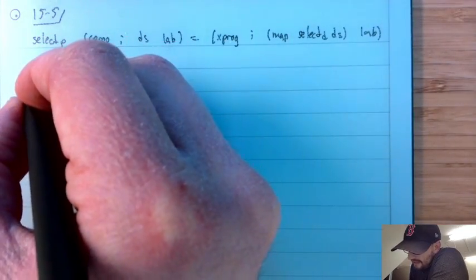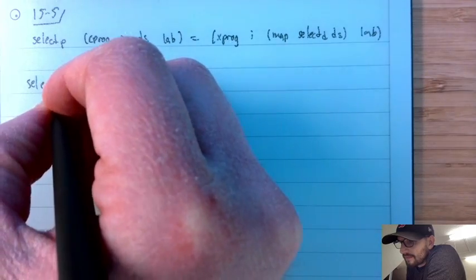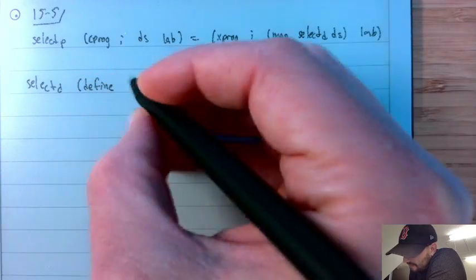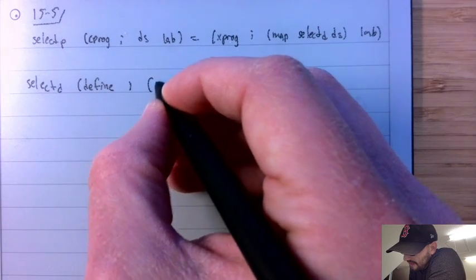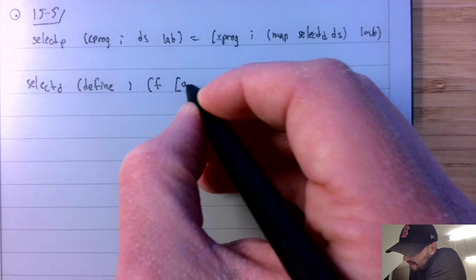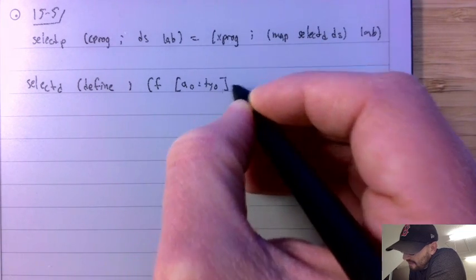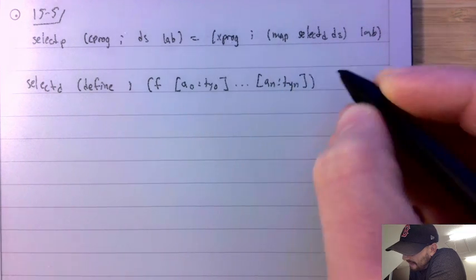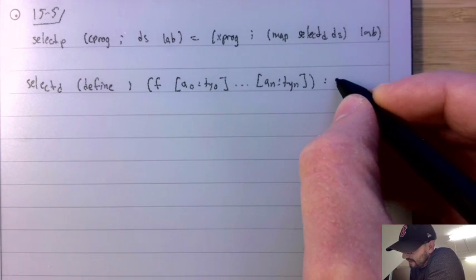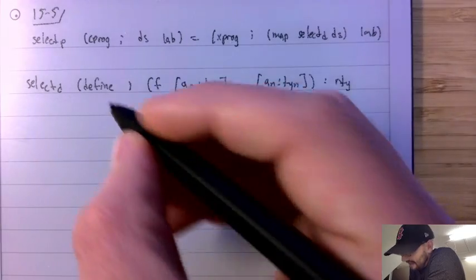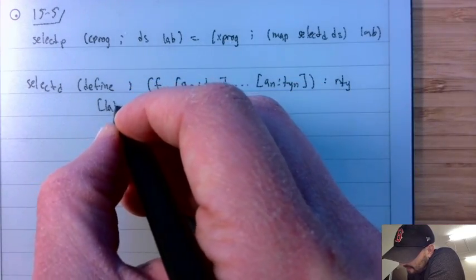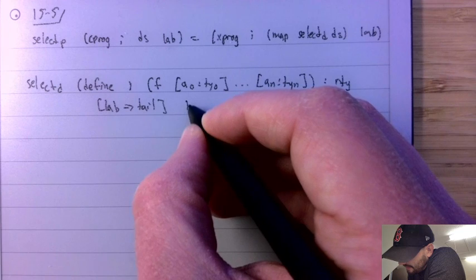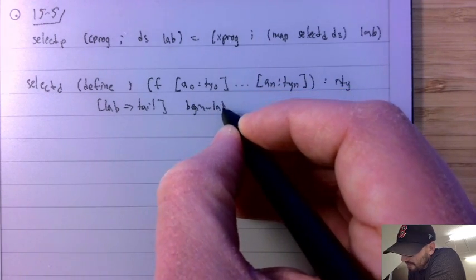And then select D is going to take our definition, which has some info, some function, some argument 0 with some type 0, up to argument n, type n, and then it has the return type, and then it has the mapping from label to tail, and then it has the label that we start with, so the begin label. Or maybe you just know it's always begin.